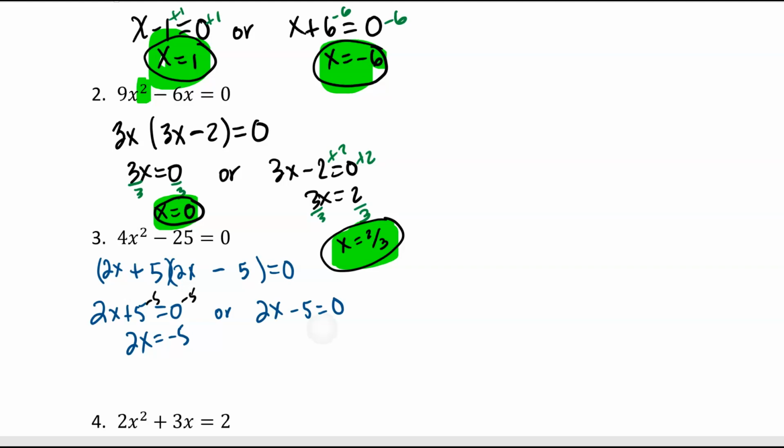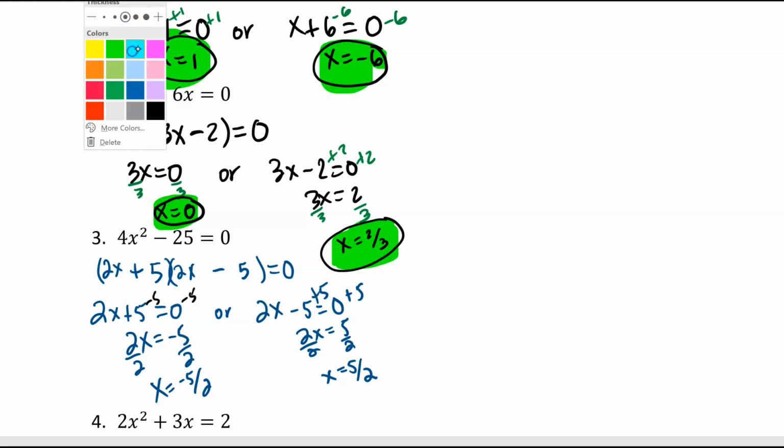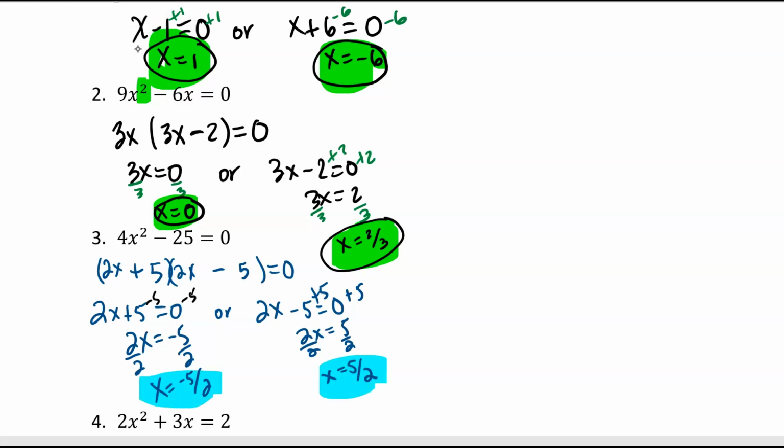Then we're going to divide by 2 to get x equals -5/2. On the right side, we're going to add a 5. We get 2x equals 5. Divide by 2, we get x equals 5/2 again. So we have a -5/2 and a +5/2 as our solutions to this problem.